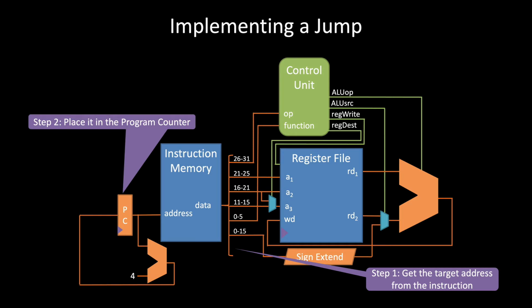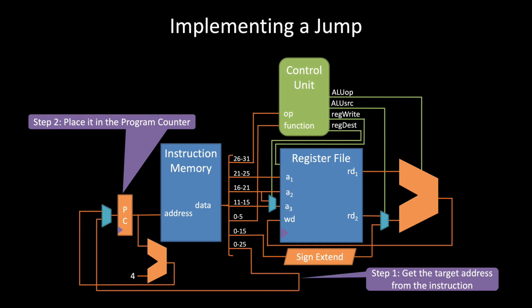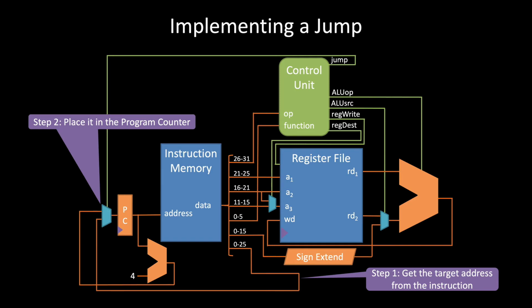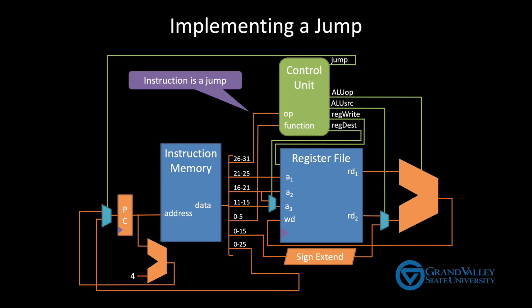To do this, we add an additional data path, a MUX, and a control wire for the MUX. When the control unit sees the opcode for a jump instruction, it places a 1 on the jump control wire, which causes the new value for the program counter to come from the instruction. For non-jump instructions, the control unit places a 0 on the control wire, which causes the new value for the program counter to be the current value plus 4 as usual.